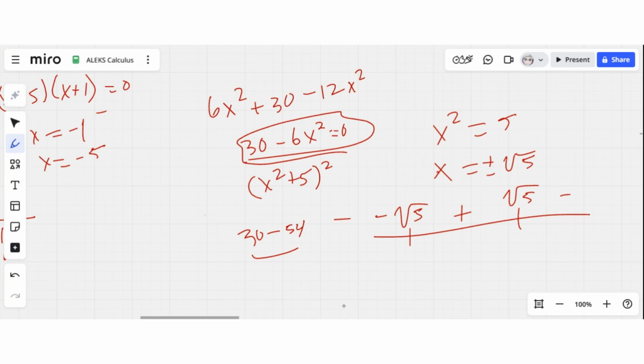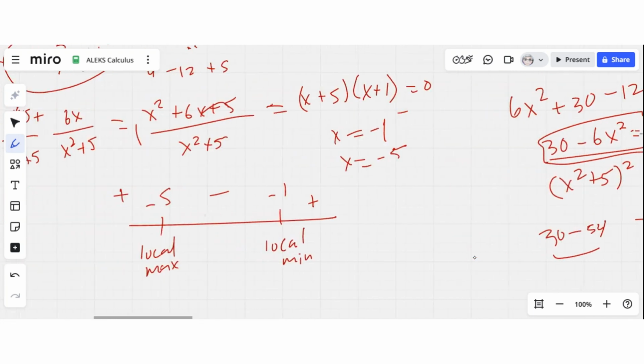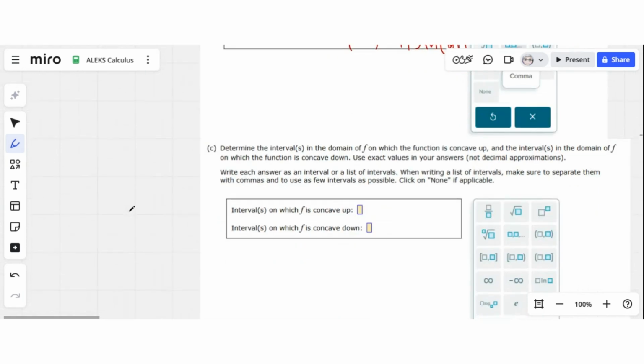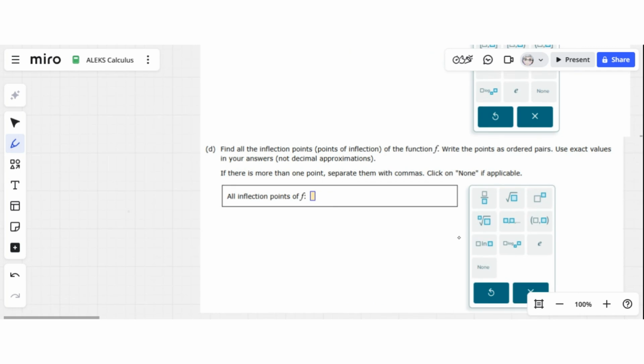Okay, so let's go back now, all the way back. And we've got inflection points or intervals on which it's concave up. The concave up is only in the middle. So that's from negative square root of 5 to square root of 5. And it's concave down from negative infinity to negative square root of 5 and square root of 5 to infinity. And then they want those points. So we've got to plug it back in.